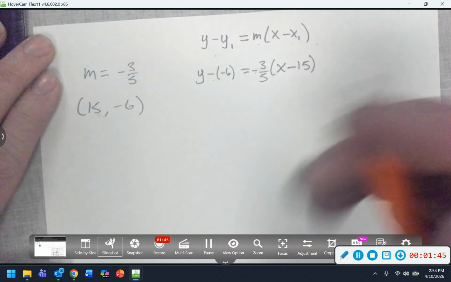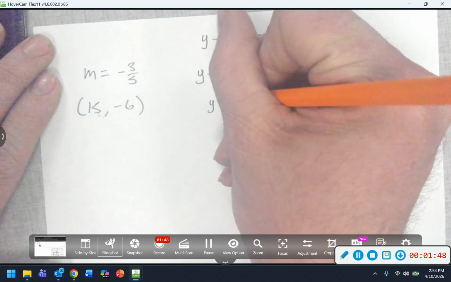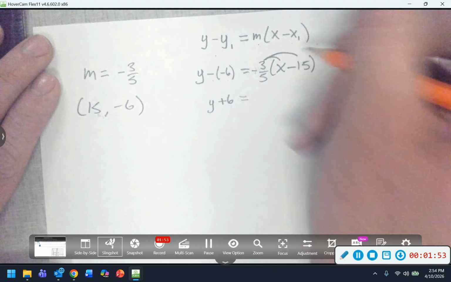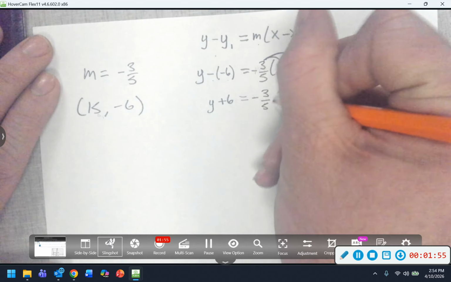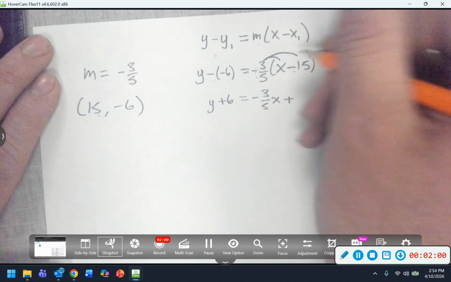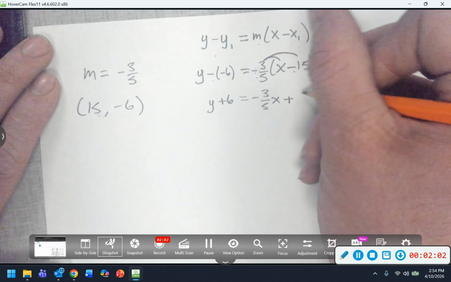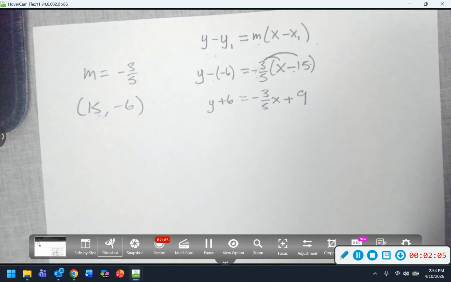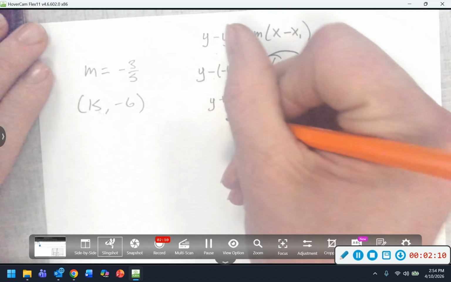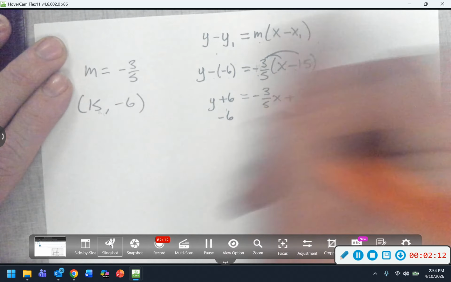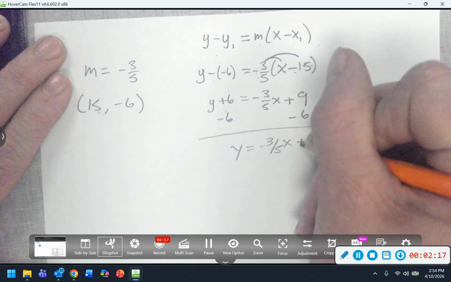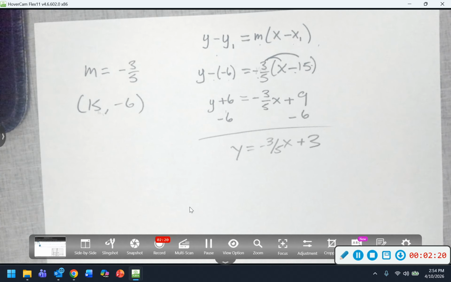First, when I subtract a negative, it's the opposite of negative, so I'm going to flip it to a positive. Then I'm going to distribute this slope. A negative times a negative is a positive. 3/5 of 15 is 9. So now there's one more step because I need to get it in slope-intercept form, which means isolating the y value. I'm going to subtract 6. Y equals -3/5 x plus 3. And now we have our equation.